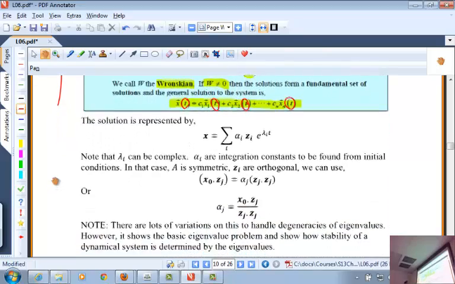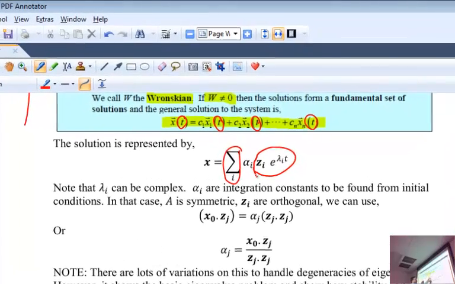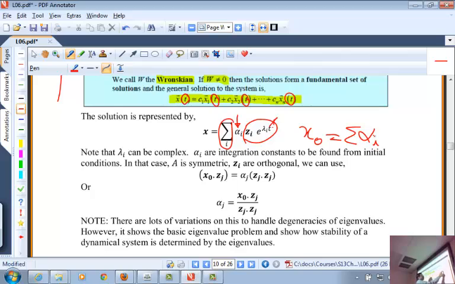Okay, so the solution is represented as a linear combination, a summation of all those solutions, but alpha i is the unknown weighting factor, which I must determine by using the initial conditions. Evaluate this at t equal to 0. e to the power 0 is 1, and all you will get is alpha i, so x at t0, x0, is equal to the summation of alpha i zi. Okay, x0 is a vector and zi are all vectors. Alpha i is the unknown coefficient that I need to find out.